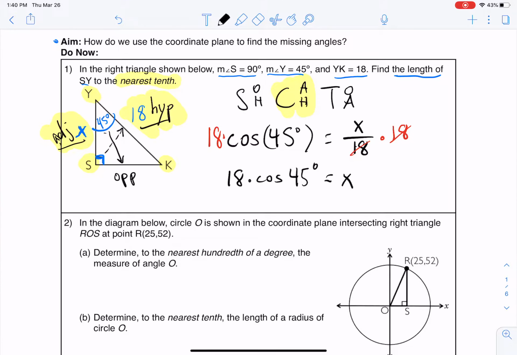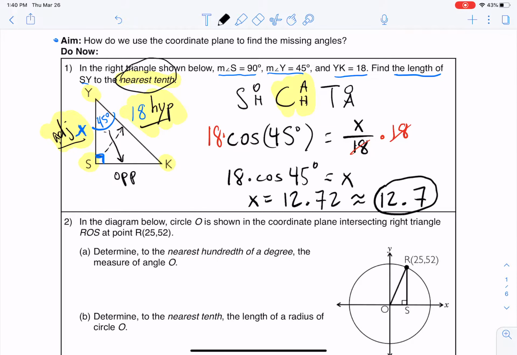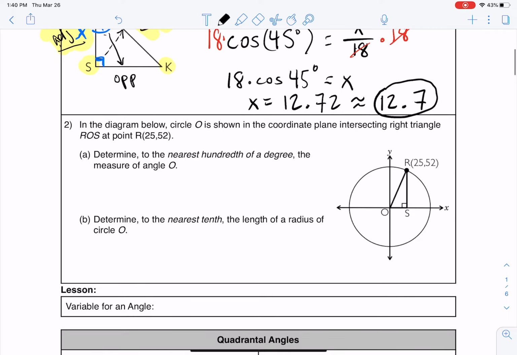So x is equal to 12.72, but we're rounding here to the nearest tenth. So that would mean x equals 12.7. Okay, and that's my final answer for question 1. All right, you can pause the video if you need. And now let's take a look at question 2.